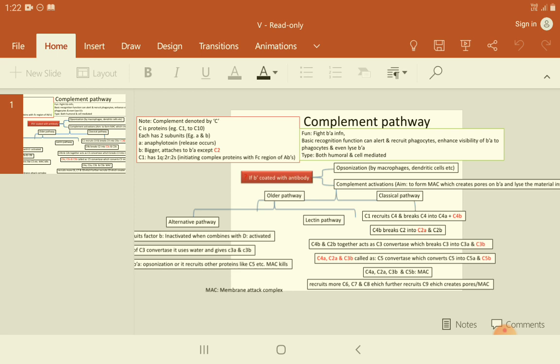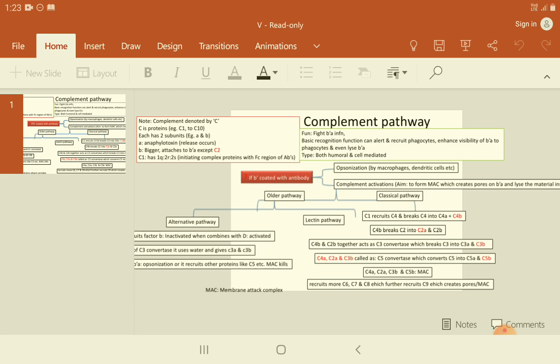What happens in the classical pathway? I have already discussed that C1 has Q, R, S domains. So C1 recruits C4 and breaks C4 into C4A and C4B. Further, C4B breaks C2 into C2A and C2B. Further, C4B and C2B, sorry, here it should be C2A, together act as C3 convertase, which breaks C3 into C3A and C3B.